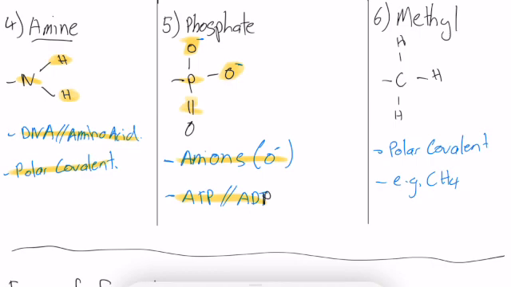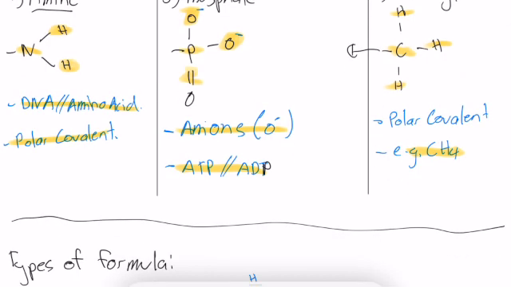Next up, we have methyl groups, seen in things like fatty acids most commonly. Methane is another example, and it's effectively just carbon bonded to three hydrogens, and then from that, the rest of the molecule.